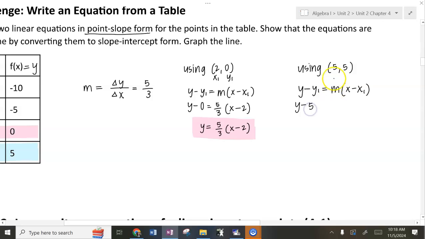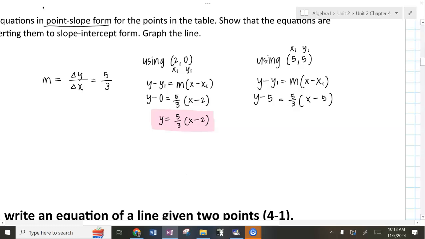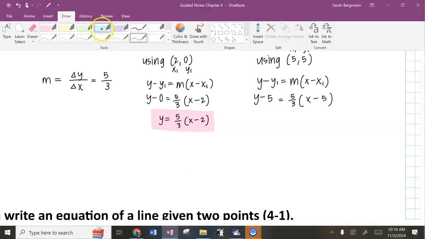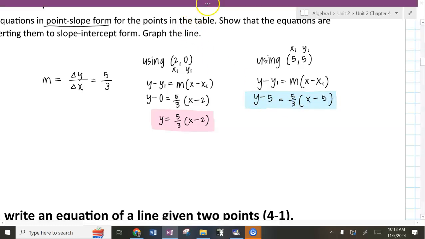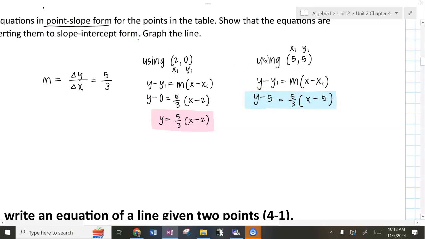Substitute in 5 for y1, 5/3 for the slope, and 5 for x1. This one doesn't simplify at all. This is the equation. The other part of the question said to show that the equations are the same by converting them to slope-intercept form. Remember, the formula for slope-intercept form is y equals mx plus b.